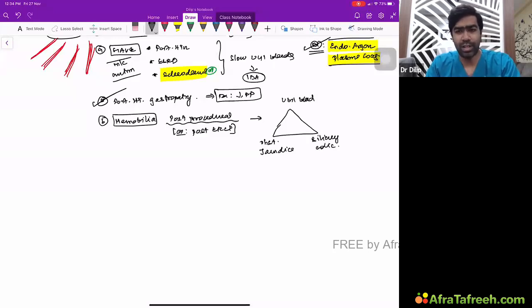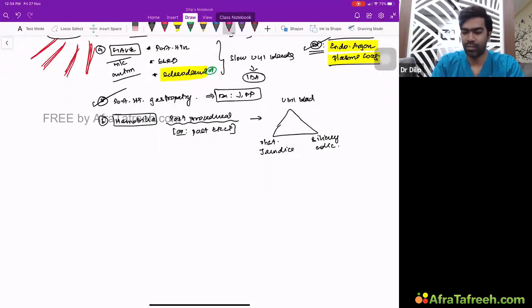And what is this triad called as? Any idea? Anyone knows what this characteristic triad of hemobilia is called as? What is the hemobilia triad here? Is there any name for that? Yes, you have a special name for hemobilia triad that's called Quincke's triad. I mean, you would have studied Quincke's nail sign in patients with aortic regurgitation, but this is Quincke's triad, that is a triad of hemobilia.